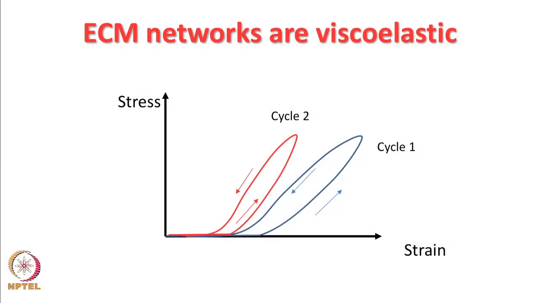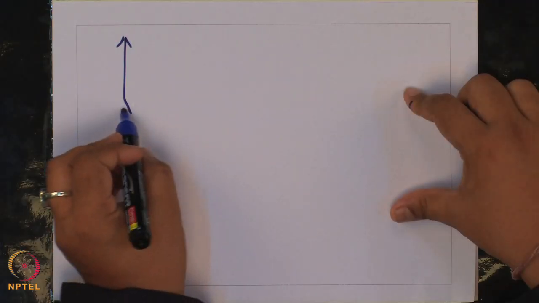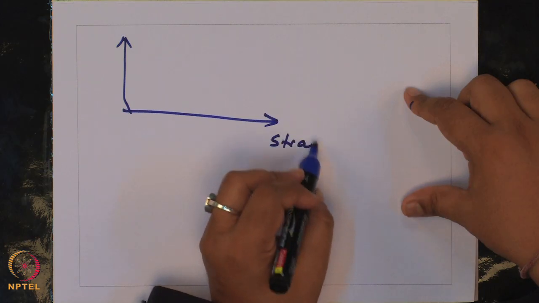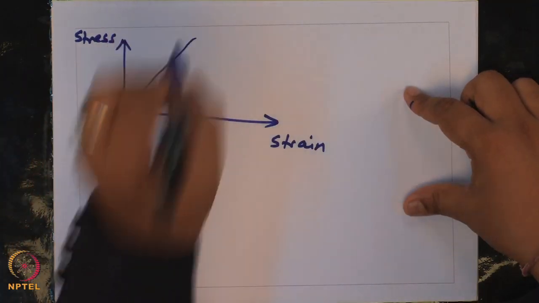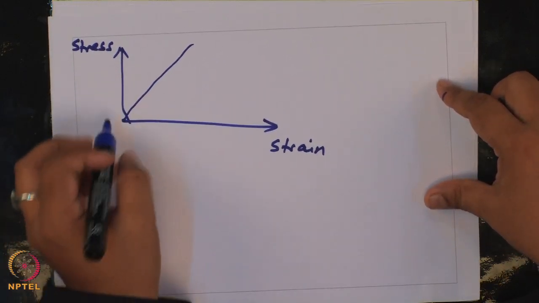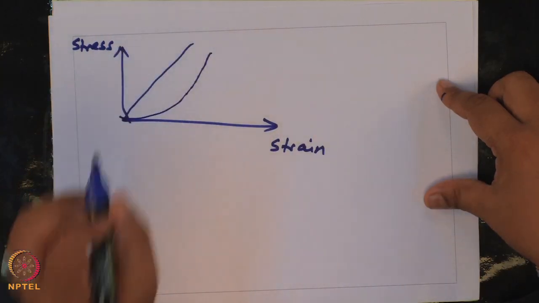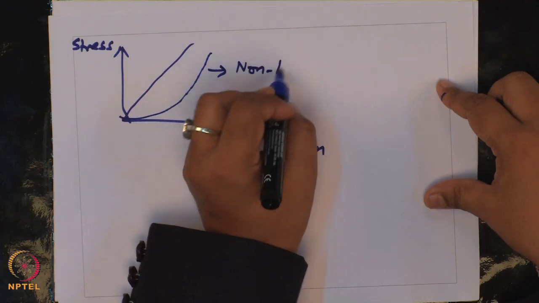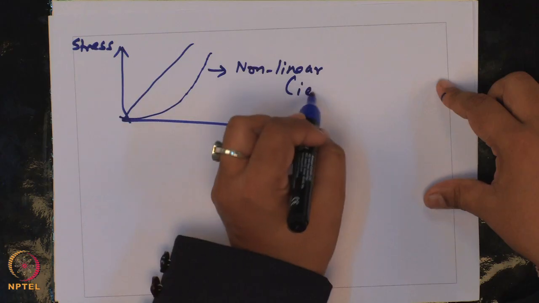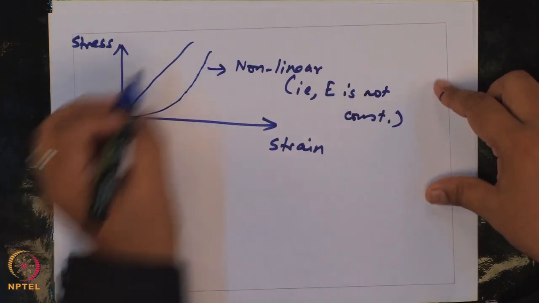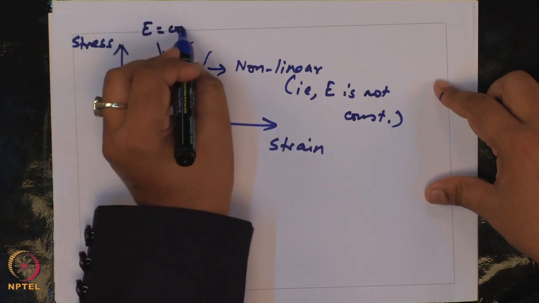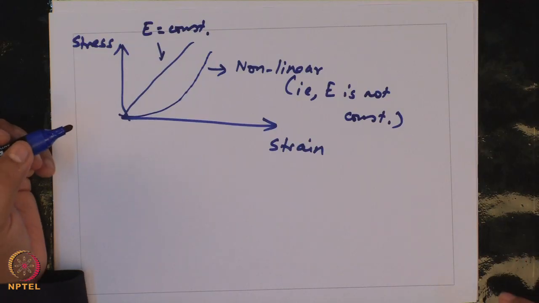So, I had shown this slide in last class saying that ECM networks are viscoelastic. Let us say this is my stress strain curve. For linear elastic materials my stress strain is linear. For nonlinear elastic materials, this is nonlinear, that is E is not constant. And here E is constant, because the slope of the line is E.